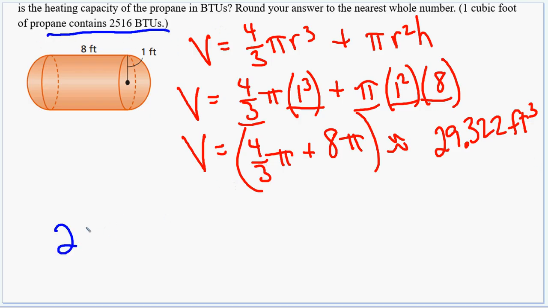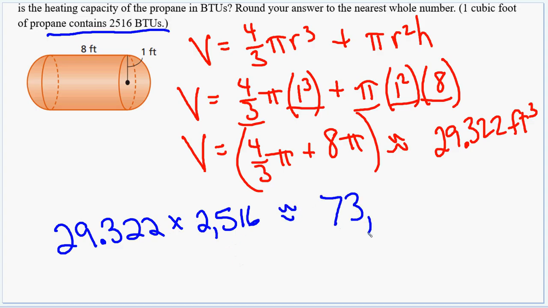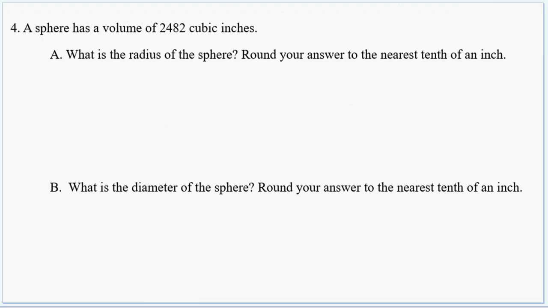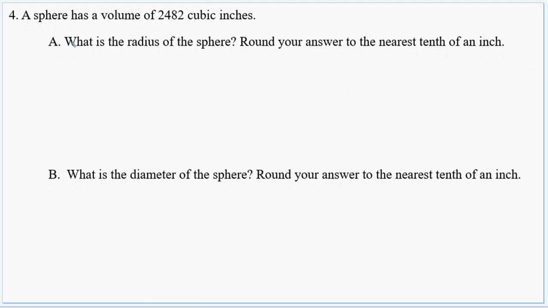And we're not done with the problem yet because we do want the amount of BTUs in there. So we're going to take that answer, 29.322. We're going to multiply that by the 2,516, and we should get 73,773 British thermal units. What's next? Number 4. Another sphere that has the volume given, and they're asking for the radius.